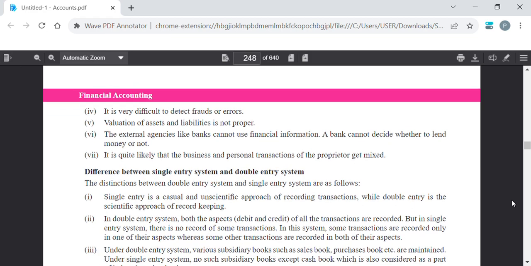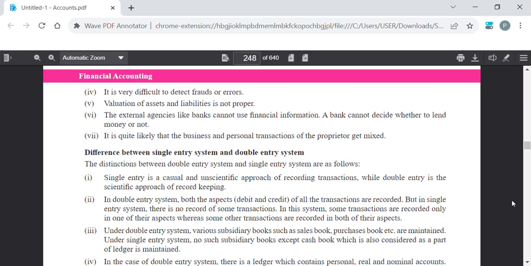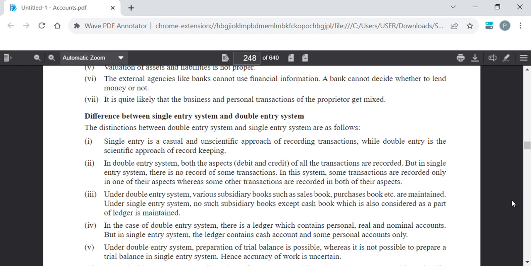I'll take a pause. You'll give a quick read. Then we'll go for the next topic: the difference between single entry system and double entry system.